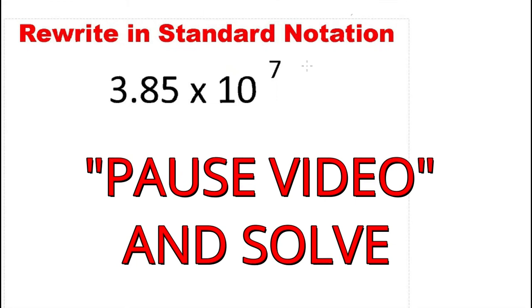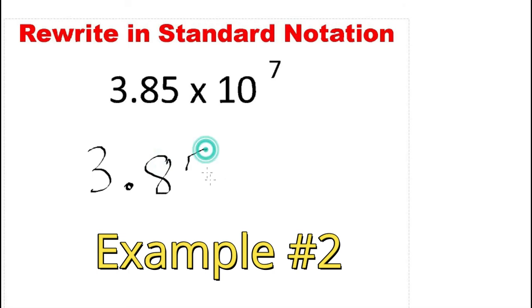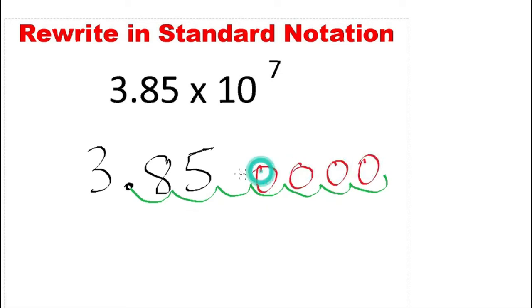I'm going to go ahead and rewrite the original number here, which is 3.85, and then it says times 10 to the 7th, and you'll notice it's a positive 7. It's not negative. And so that means we're going to move this decimal to the right 7 spaces. So let's go ahead and do that. Let's start off here. 1, 2, 3, 4, 5, 6, 7. And each one of these little U shapes, I'm going to put a 0 for each one of these.